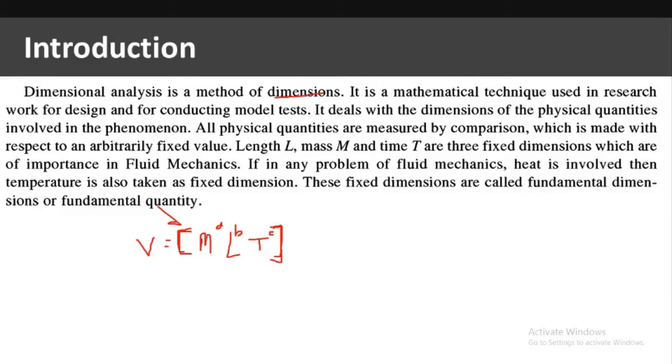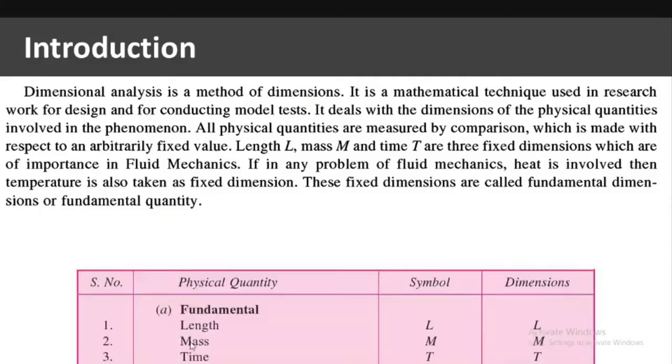I think we saw all this in the first unit, where we also denoted and calculated the dimensions of all the properties. Remember the fundamental quantities are length, mass and time. The symbol for length is L, for mass is M, and for time is capital T. The dimension of length is M0 L1 T0. Dimension of mass is M1 L0 T0. Dimension of time is M0 L0 T1.